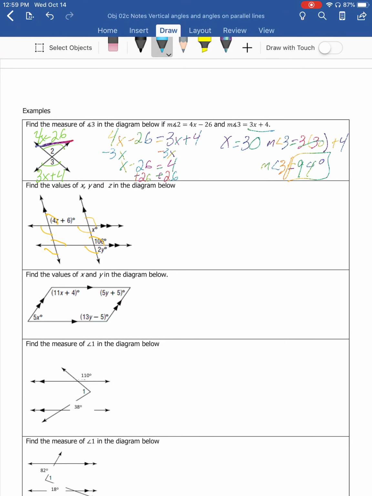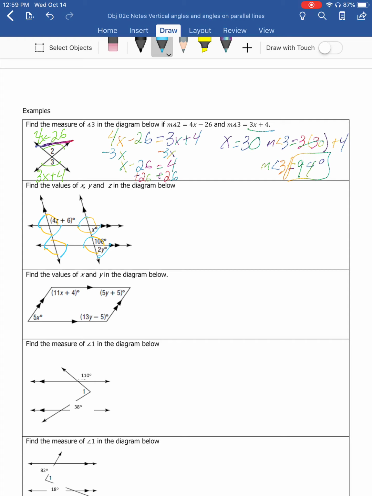So I go through and say, okay, I know this one and this one are the same. Those are alternate interior, vertical, alternate interior. You could do alternate exterior if you want, this one and this one. So all the angles that are the same color have the same measure.